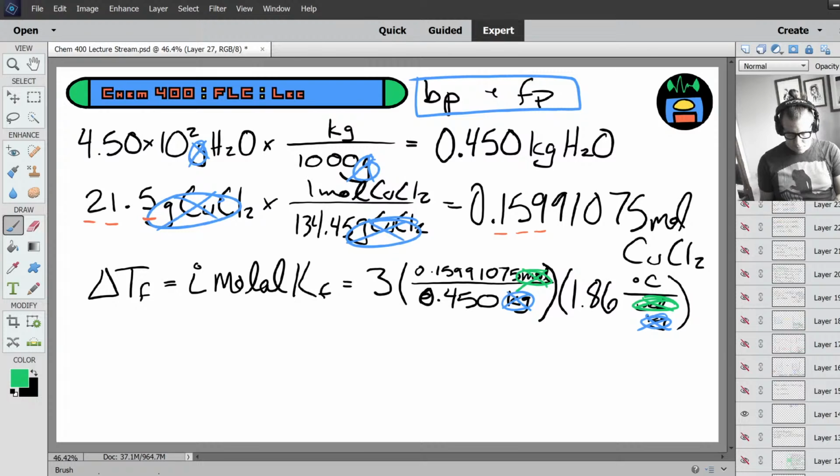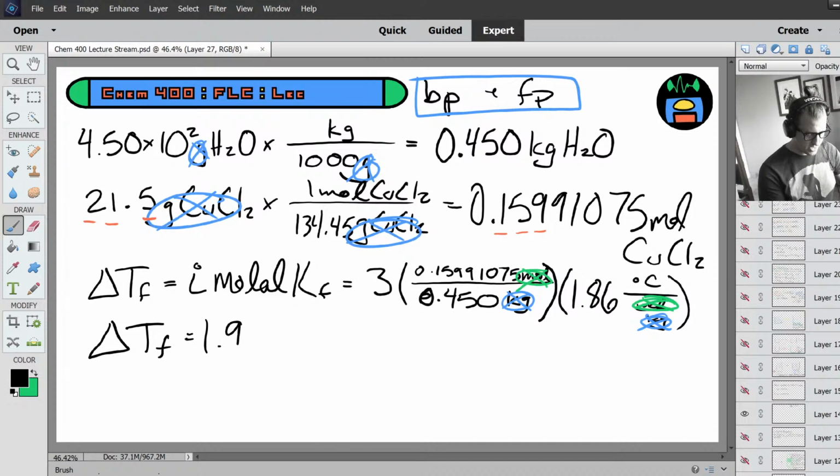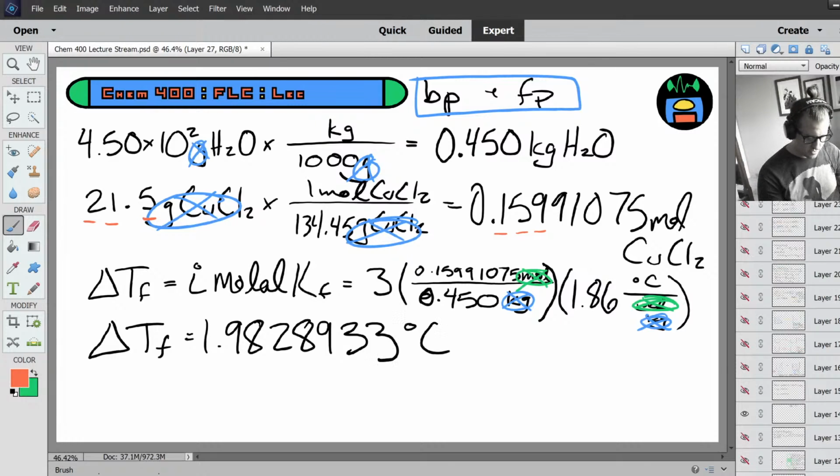So we have 3 times 0.1599175 divided by 0.450 times 1.86. So our change in freezing point is 1.9828933 degrees Celsius. Again, we're limited to 3 sig figs. Actually, everything in this calculation had 3 sig figs.